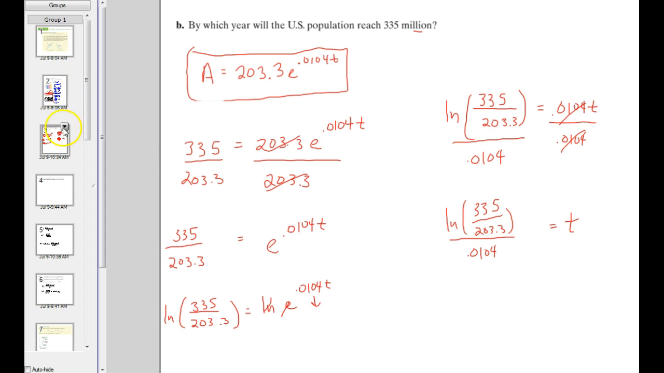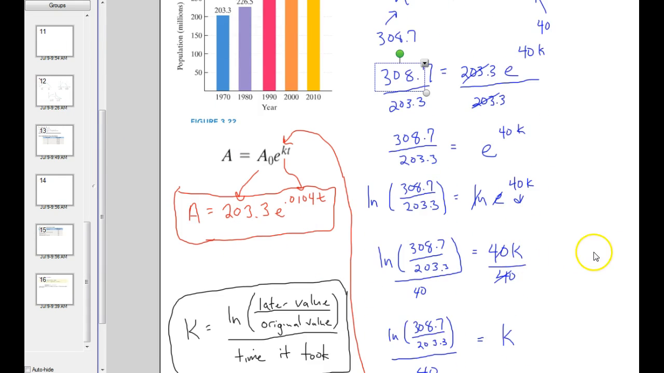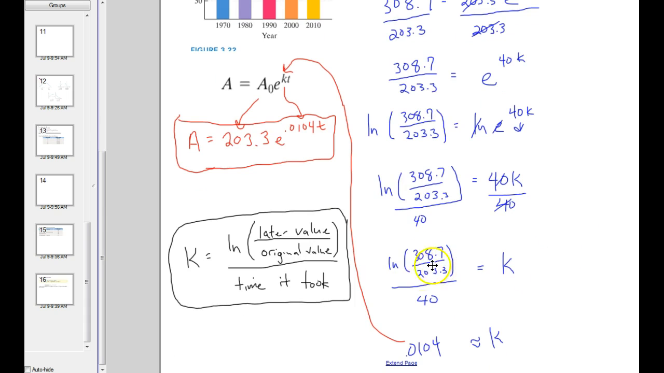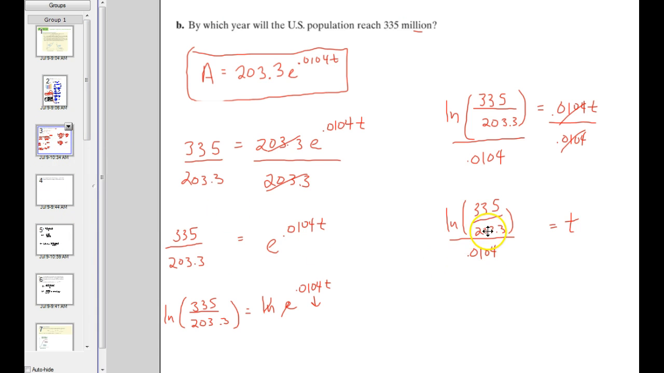Now, look at the work we did in the last one. Again, I said we had the same work. We got down to here, and this was the later value divided by the original value inside the log, divided by the time it took. Well, if you look at the question that we have now, 335, that's the later value, that's the original value. But now this isn't the time it takes. That's what we're solving for. Now this is what? This is k.